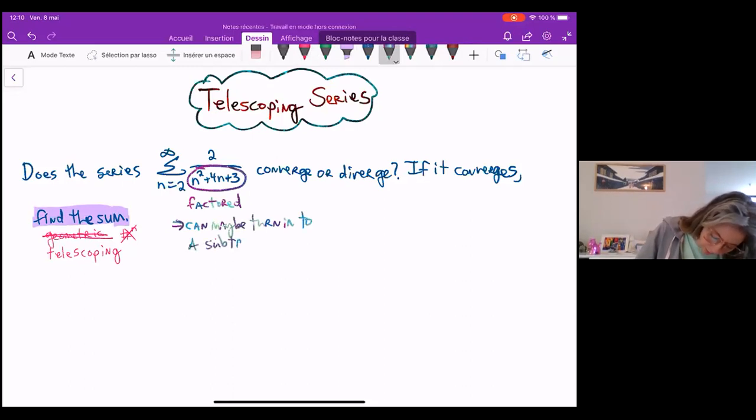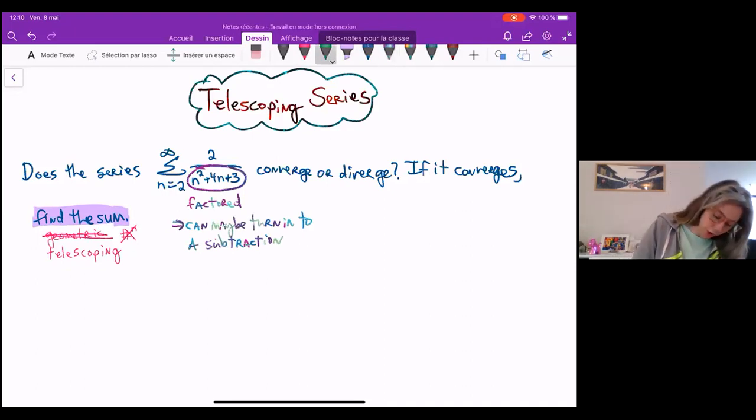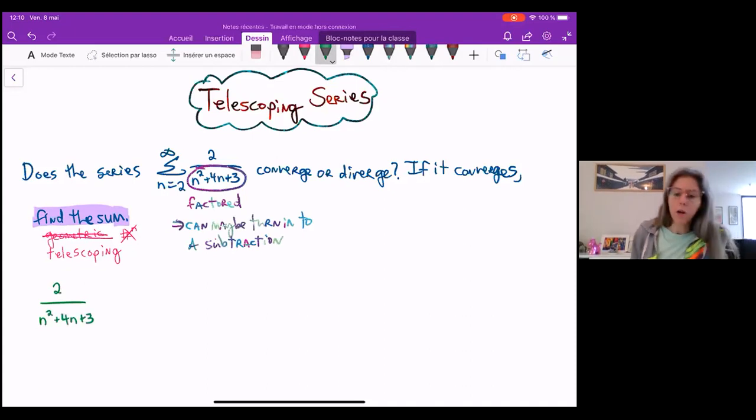So that's really going to be our first step of this problem, is to take this thing right here, 2 over n squared plus 4n plus 3, and see if we can turn it into a subtraction. We're going to follow our steps for partial fractions. When we have a rational function, first we ask ourselves if we need to divide. The degree of the numerator is 0 because it's just a constant. The degree of the denominator is 2. So the degree of the numerator is less than the degree of the denominator. No division is necessary.